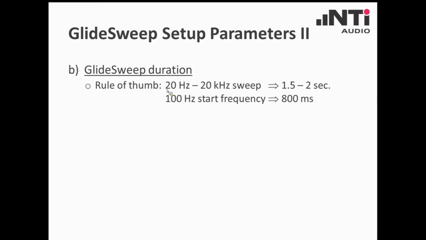If we are covering, for instance, the typical audio band from 20 Hertz to 20 kilohertz, we would recommend a GlideSweep of 1.5 to 2 seconds duration, at least to start in the beginning of your evaluation process. If you have a higher start frequency, for instance 100 Hertz, we can already start with 800 milliseconds, so a shorter duration of the GlideSweep.